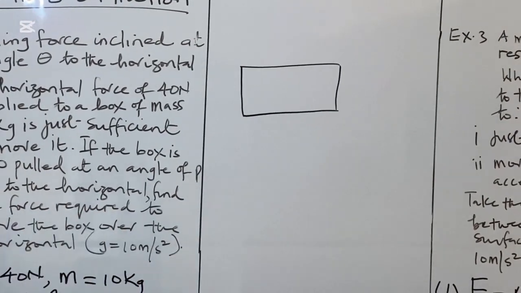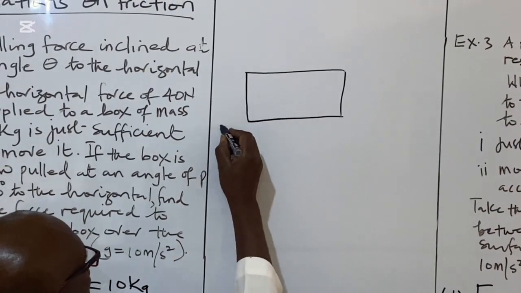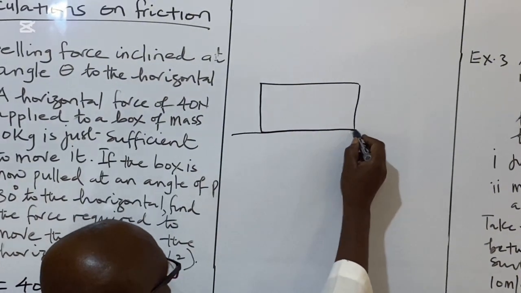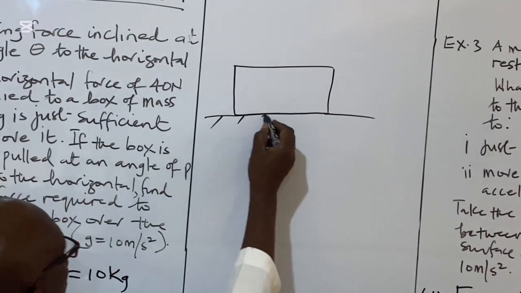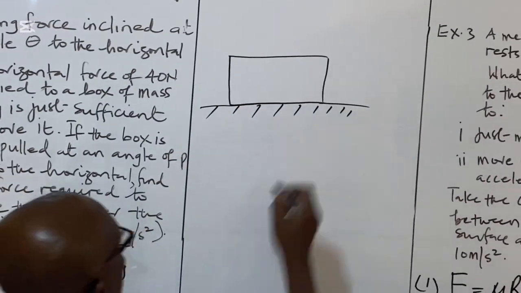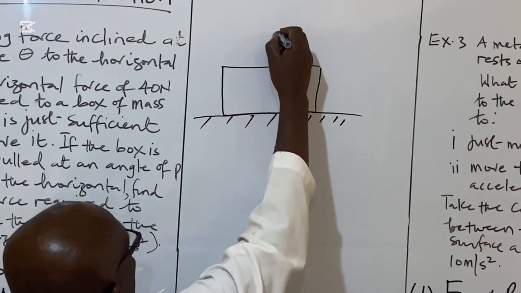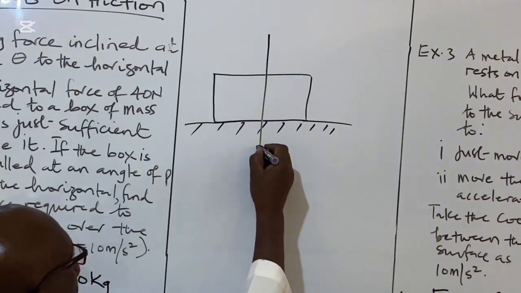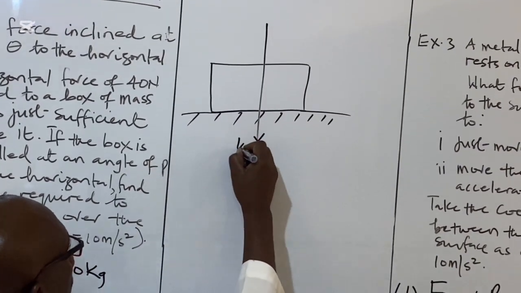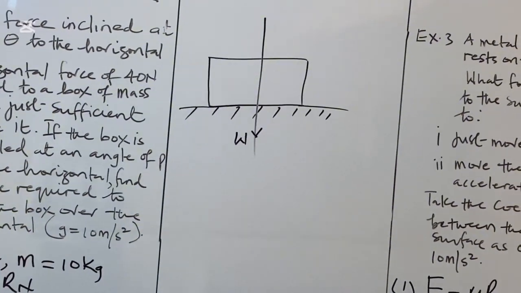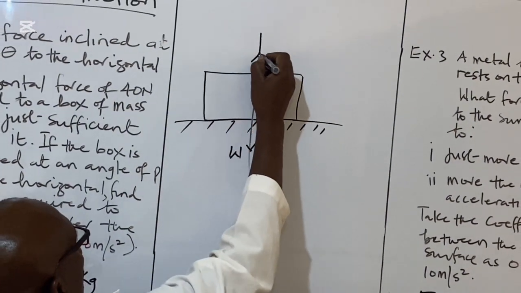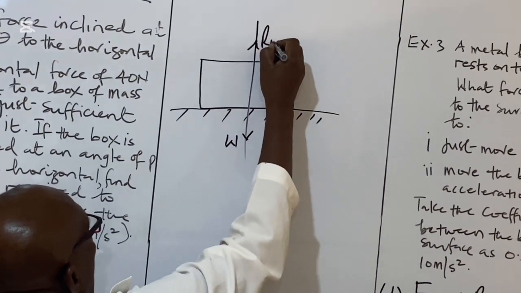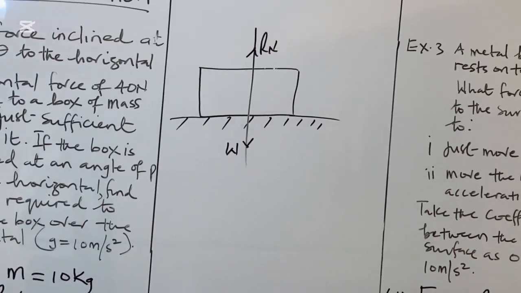Now, this is the horizontal floor. Obviously, the weight of this body will act downwards. The normal reaction will act upwards. Are we together?